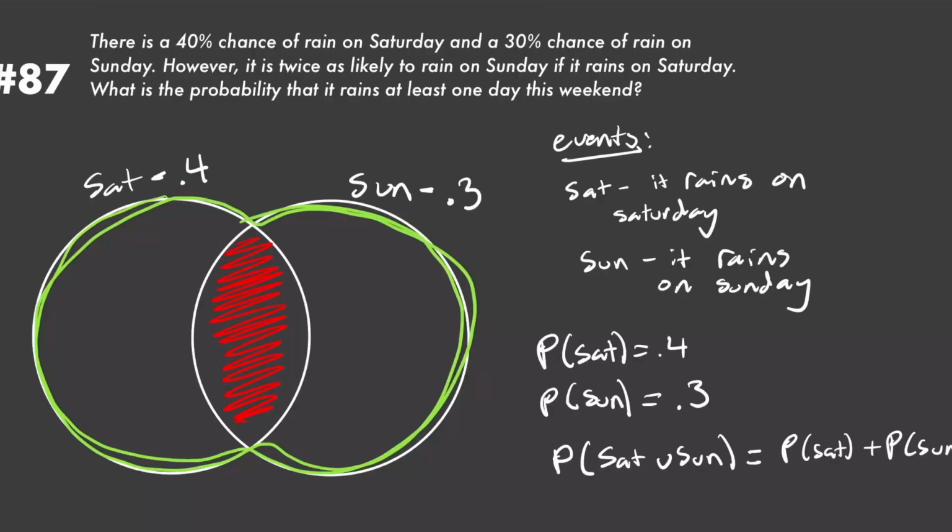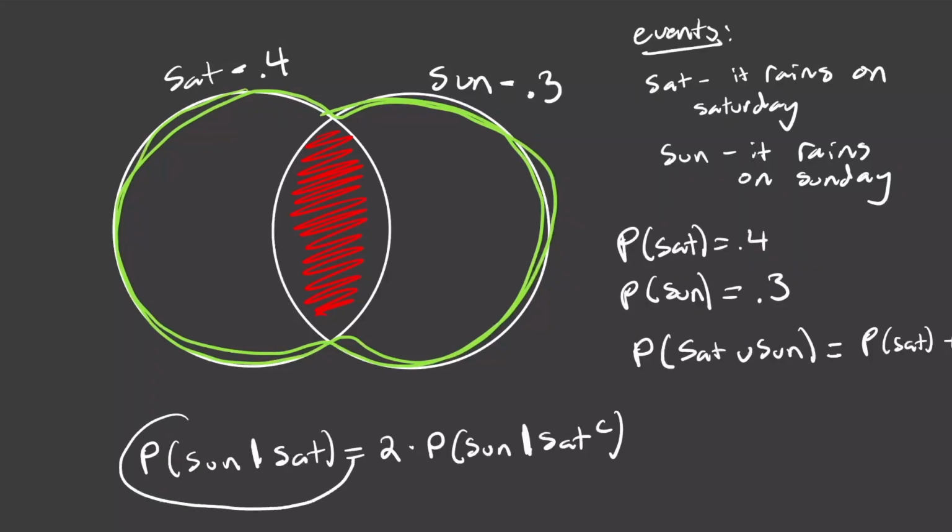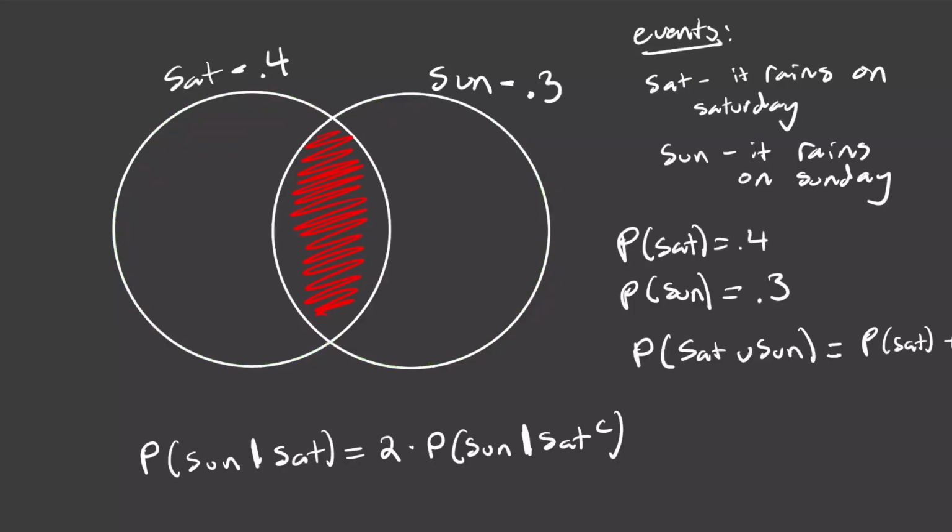So what exactly does this mean? Well, basically it's saying the probability that it rains on Sunday, given that it's rained on Saturday, is equal to twice the probability that it rained on Sunday, given that it did not rain on Saturday, right? Which we denote as Saturday complement. So what's the probability that it rained on Sunday given that it's rained on Saturday? Well, now we know with 100% accuracy that it has rained on Saturday. So now the land of our total probability gets reduced just down to this green Saturday bubble.